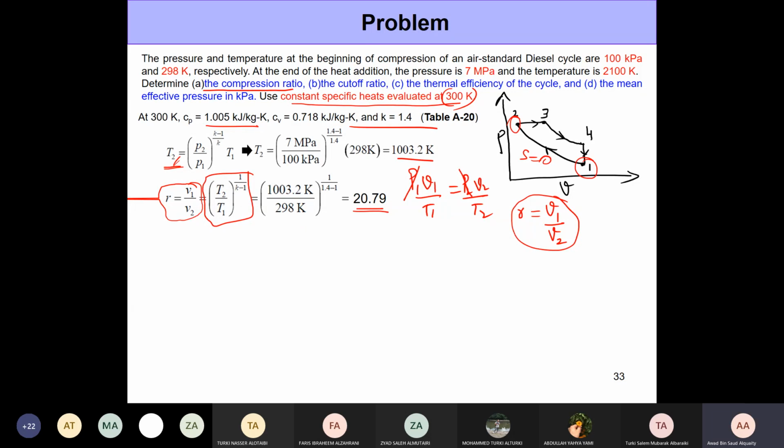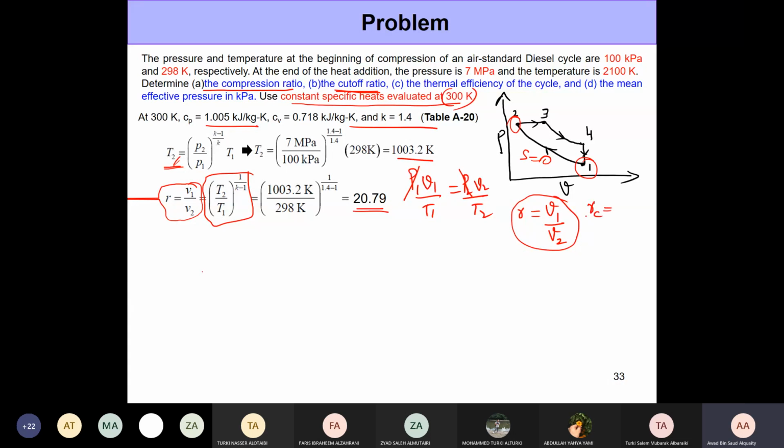All right, then let's go ahead. So now we need to determine the cutoff ratio. Yep. Again, for you to determine the cutoff ratio, you first of all need to remember what is cutoff ratio.